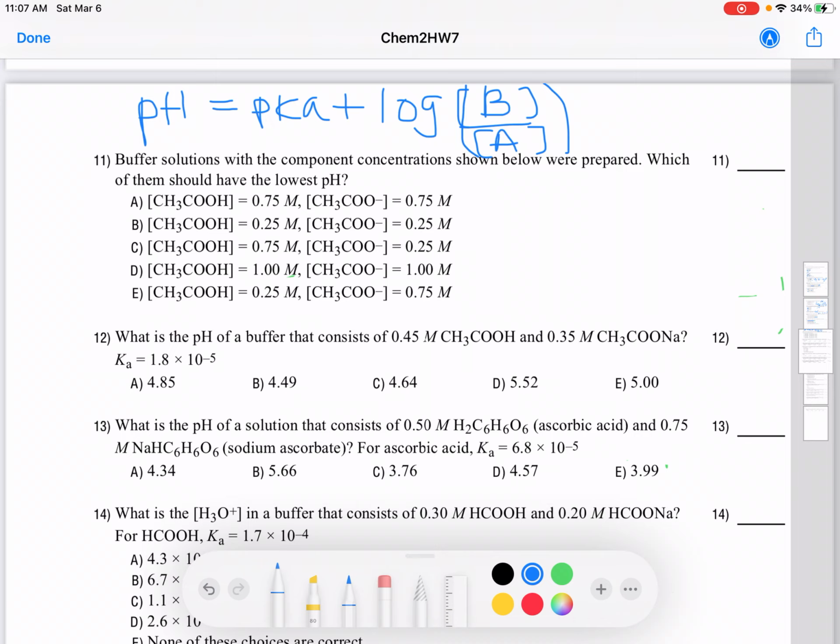Now this is acetic acid, and we want to find out the lowest pH. Okay, so I will do the first one for you. pH equals pKa. What is the pKa of acetic acid? In an exam it will be given to you. So the pKa of acetic acid is 4.7.